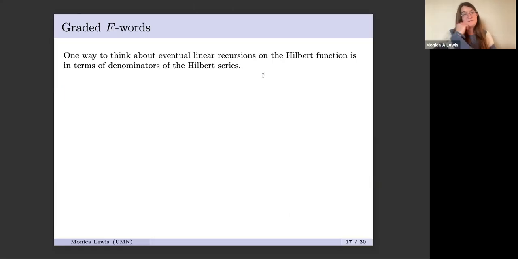One way to think about eventual linear recursions on the Hilbert function is in terms of denominators of the Hilbert series, right? If I am telling you that some left shifting combination of the sequence will get you to 0, then I'm also telling you that if you were to write out that sequence as coefficients on powers of t and multiply by an appropriate polynomial in t, then if it exactly satisfied the relation, you would get 0. And if it eventually satisfied it, you would get a few low powers of t left where it hadn't quite settled in yet. Then just divide out by that polynomial you multiplied by, and you get that you have a rational function.